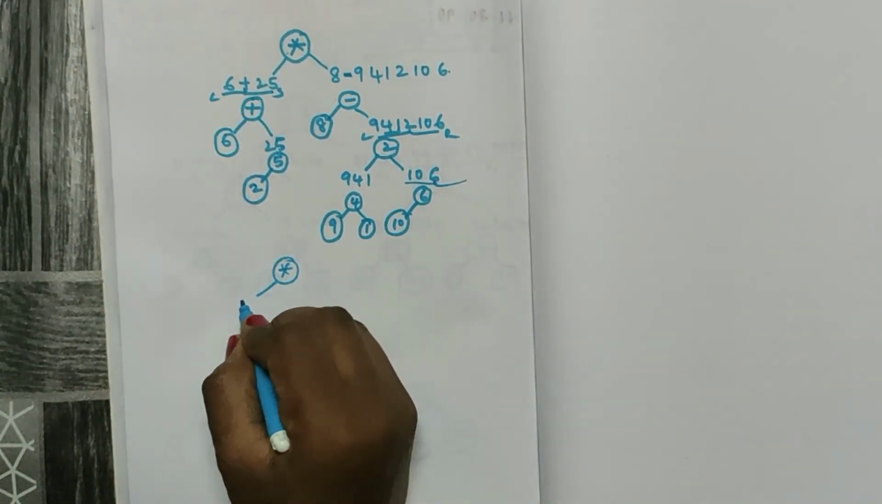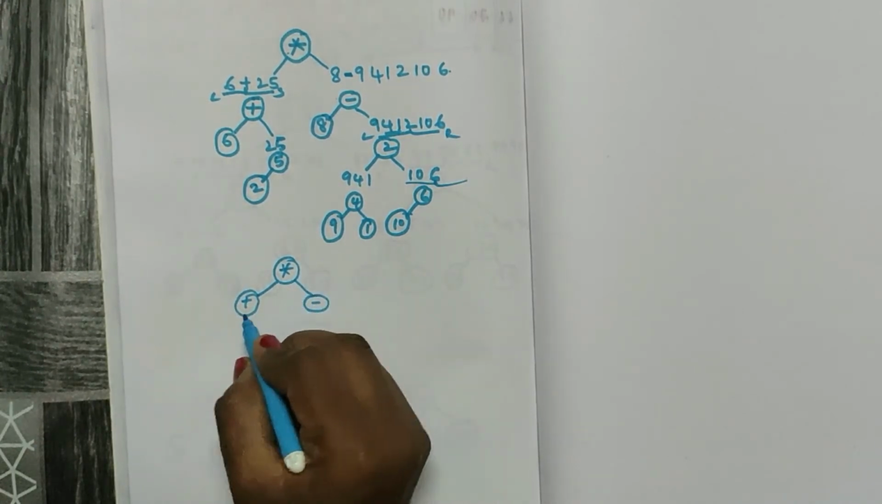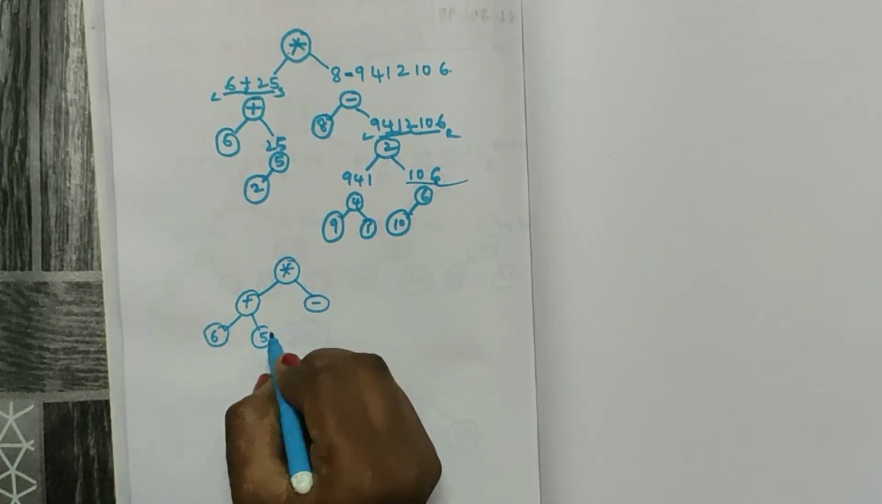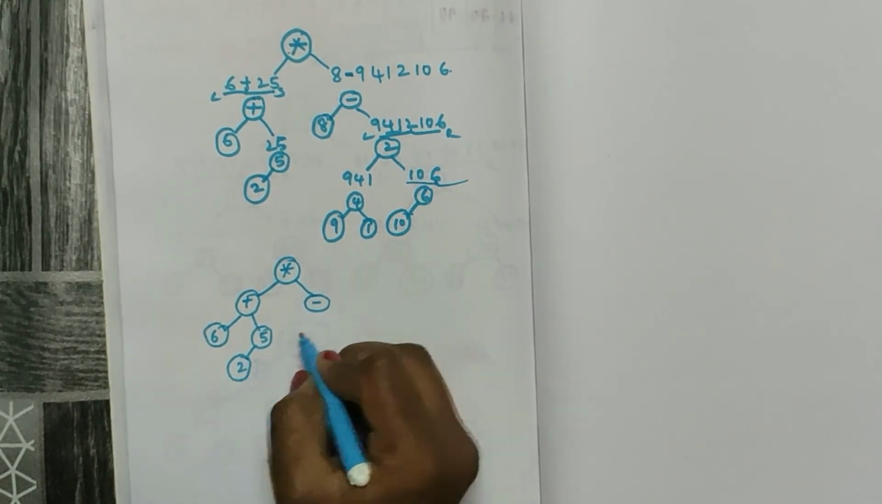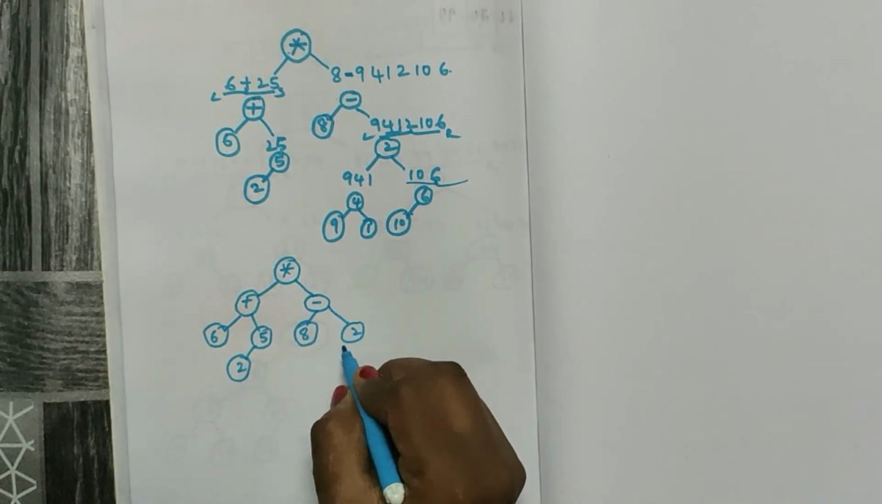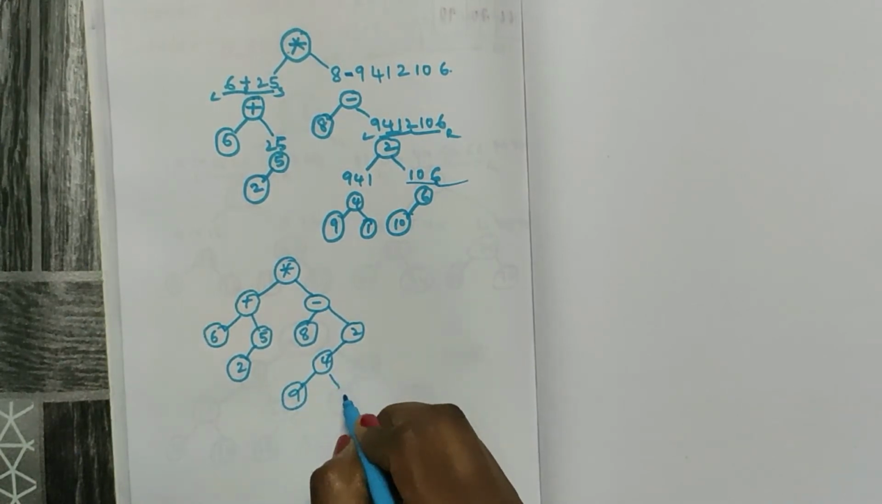Star, plus, minus, 6, 5, 2, 8, 2, 4. Actually this is very simple to learn.